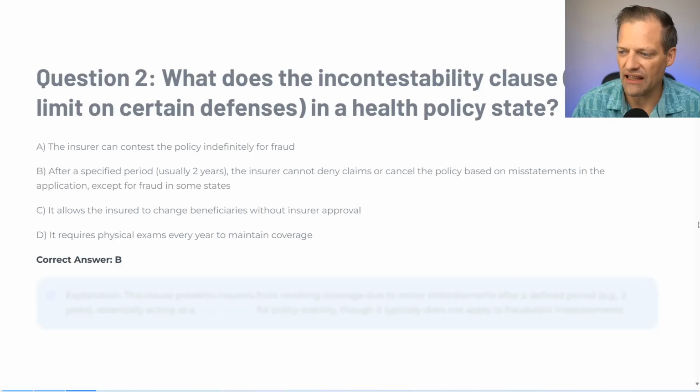The answer is B. After a specified period, usually 2 years, the insurer cannot deny claims or cancel the policy based on misstatements in the application, except for fraud in some states.